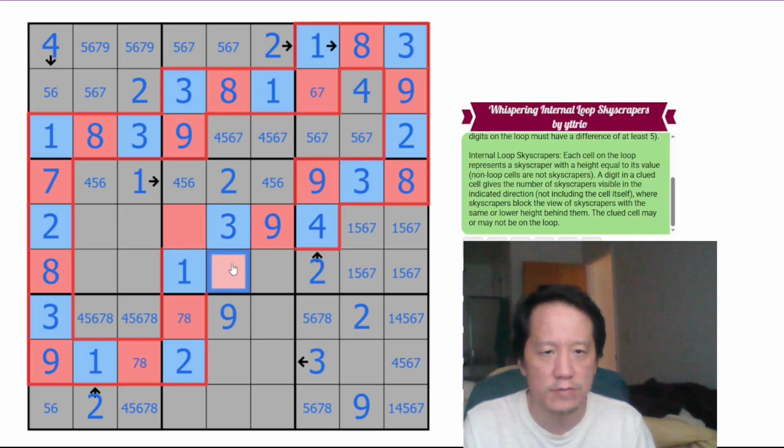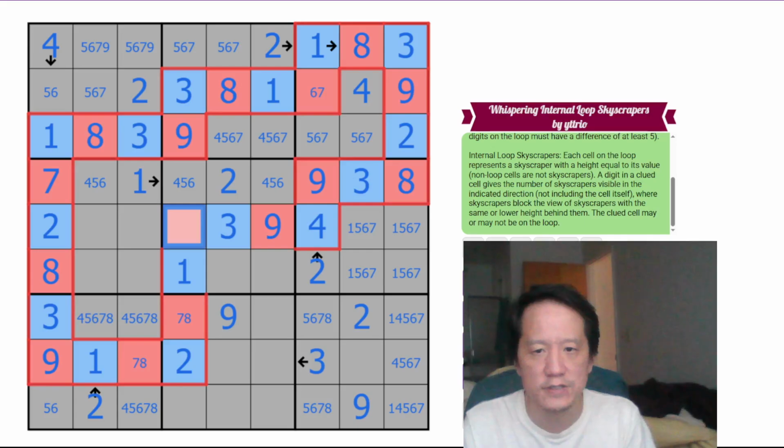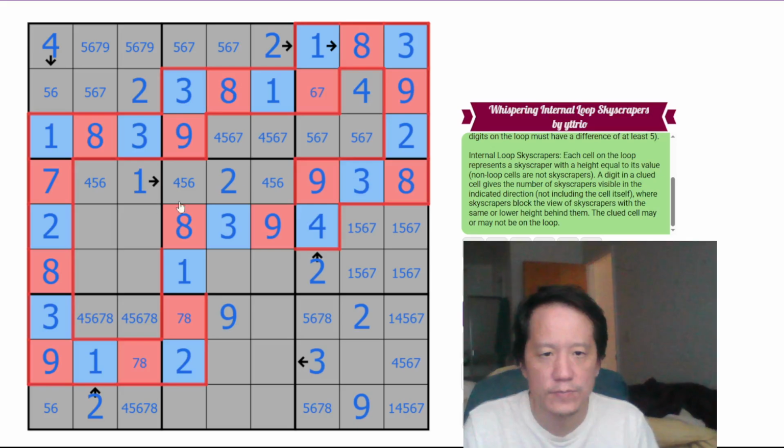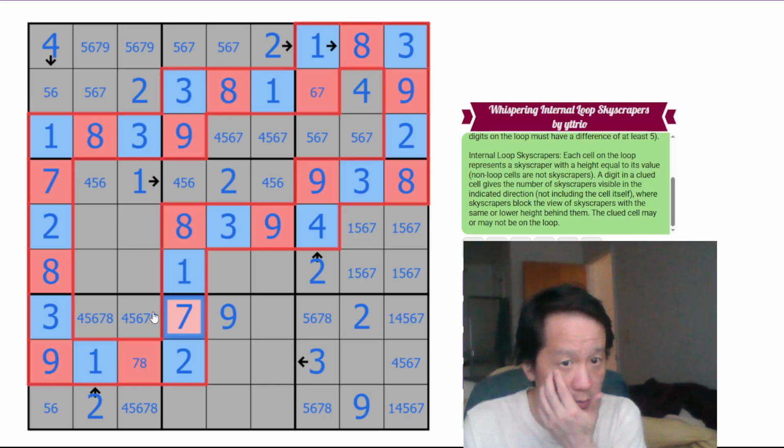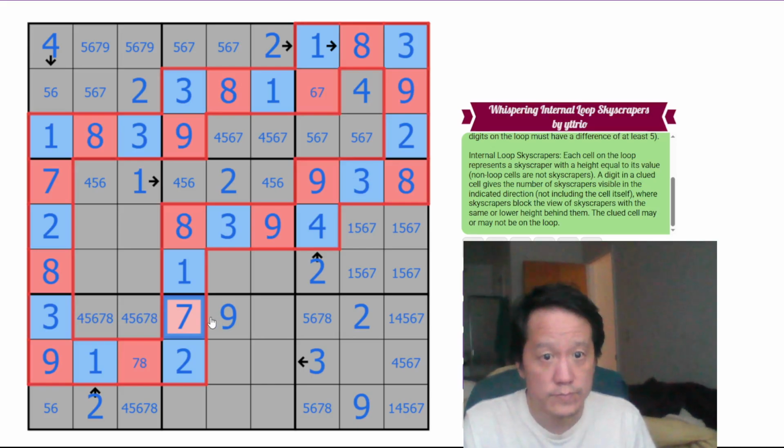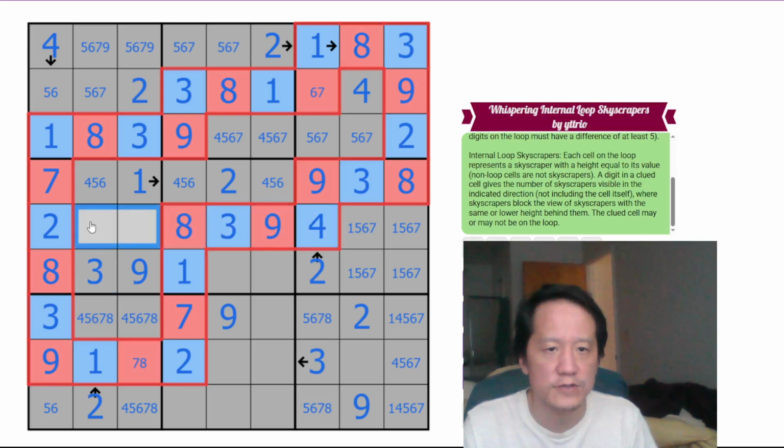Cannot go down because that would be not 8 or 9. So it has to go this way, which makes this an 8. So it connects to here. This is the loop here. This 8 eliminates 8 here, so this is 7. Remaining digits here are 3 and 9, but this can't be 3 because of that 3, so this is 9, this is 3. 4 cannot be any of these digits.